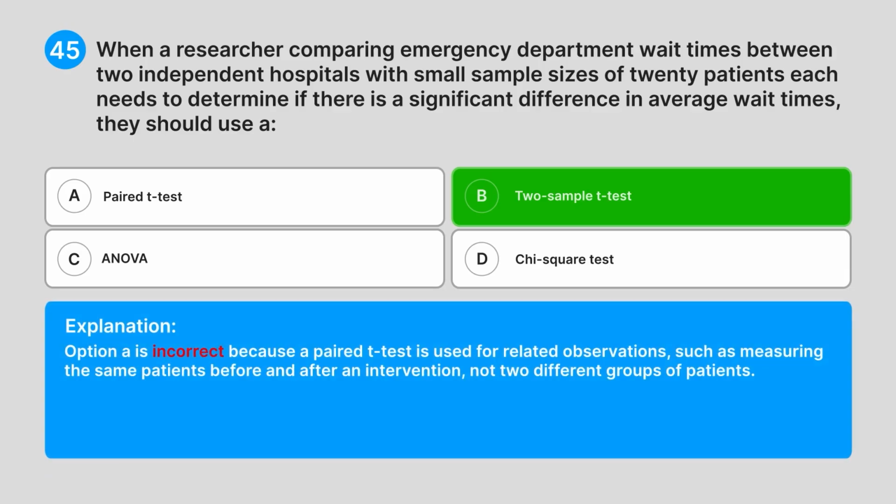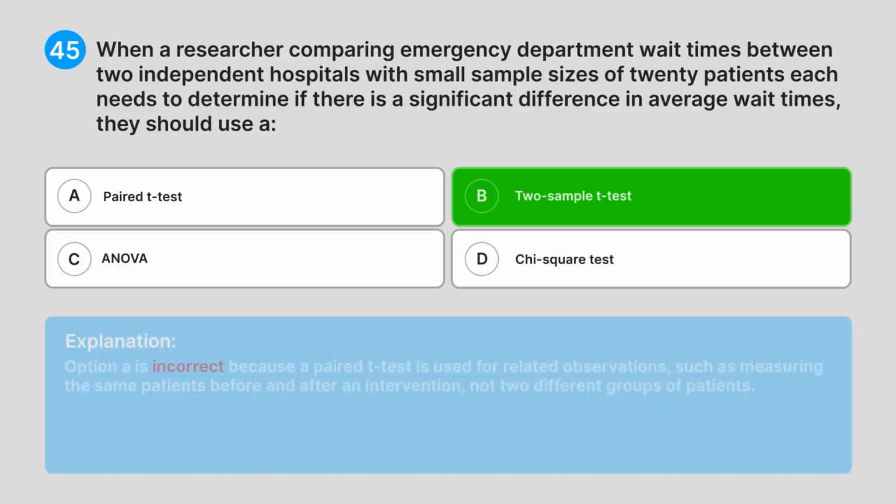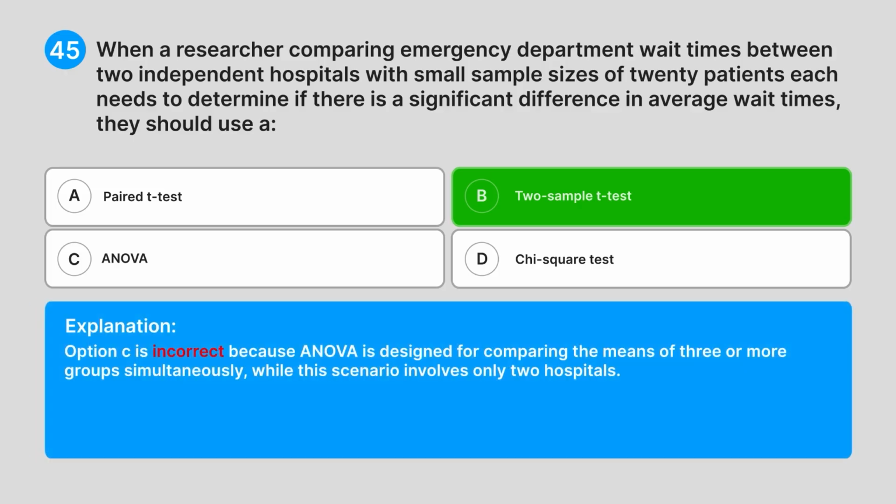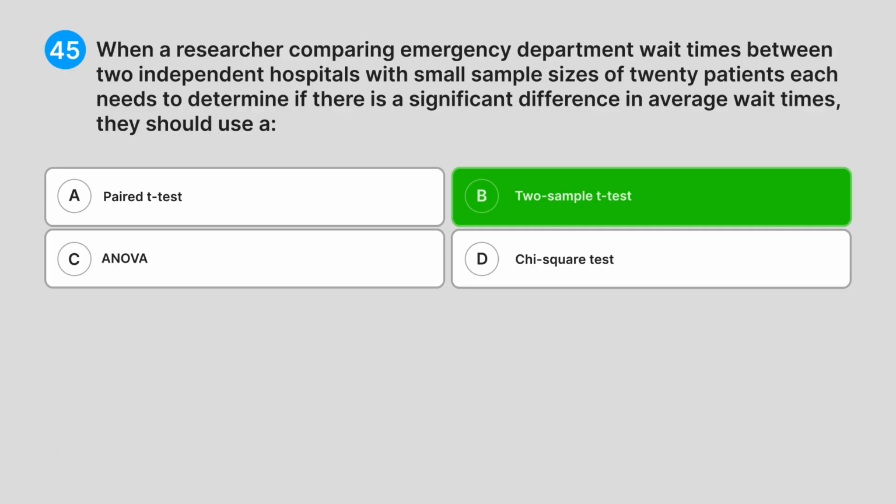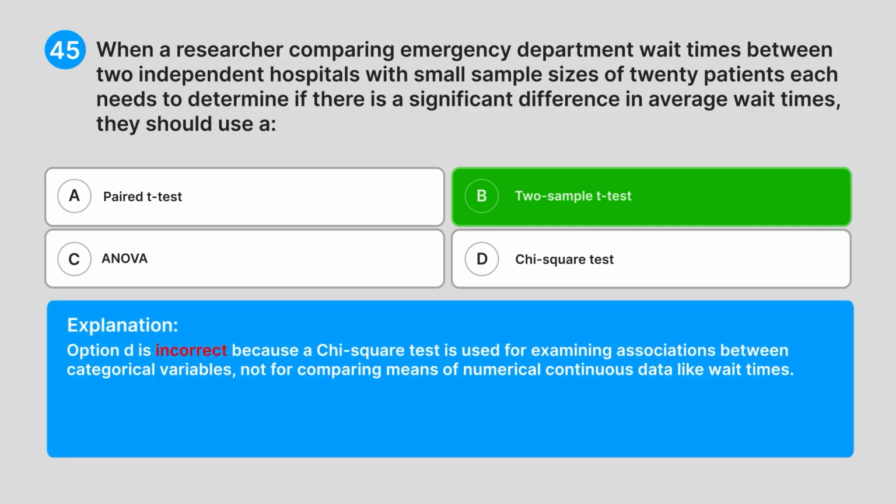Option A is incorrect because a paired t-test is used for related observations, such as measuring the same patients before and after an intervention, not two different groups of patients. Option C is incorrect because ANOVA is designed for comparing the means of three or more groups simultaneously, while this scenario involves only two hospitals. Option D is incorrect because a chi-square test is used for examining associations between categorical variables, not for comparing means of numerical continuous data like wait times.